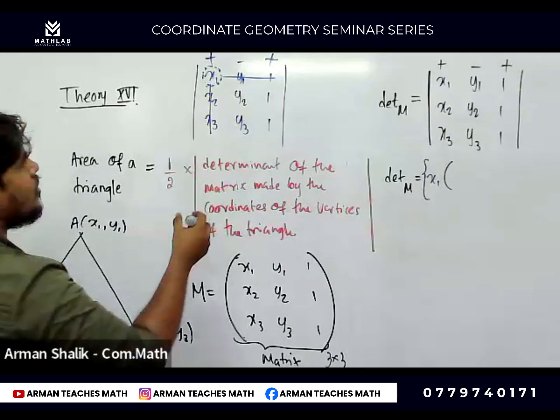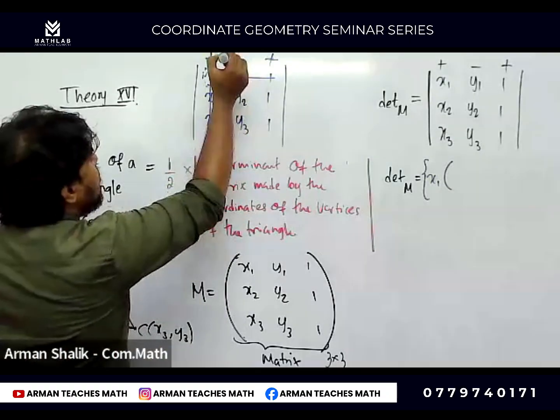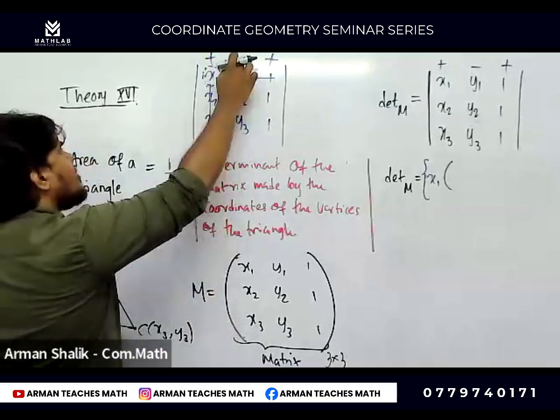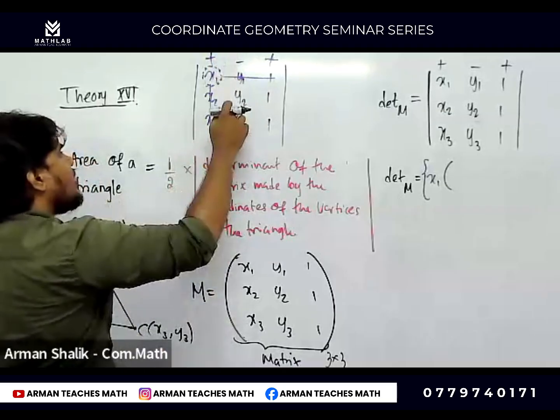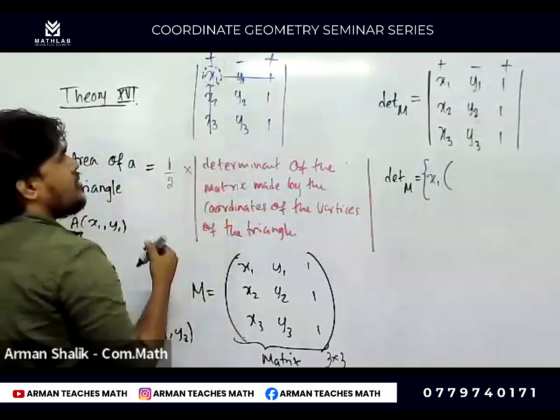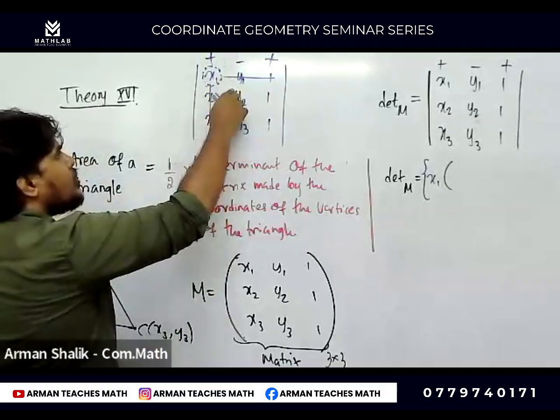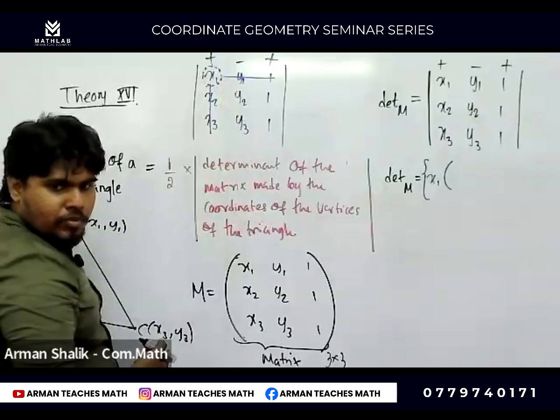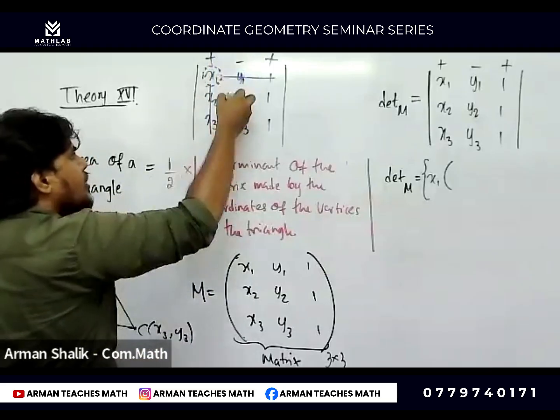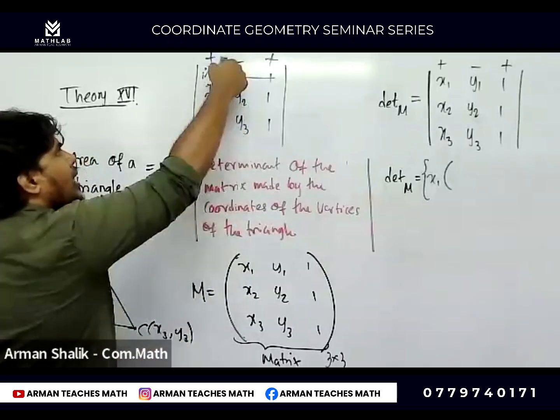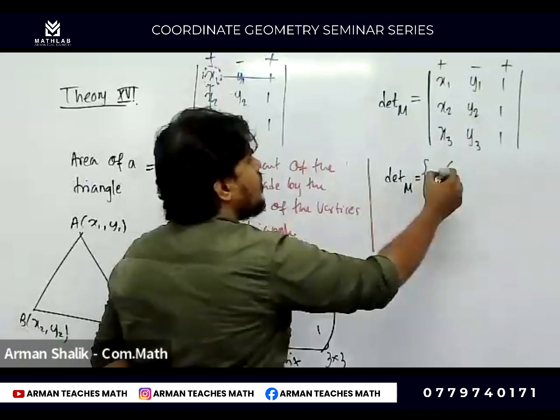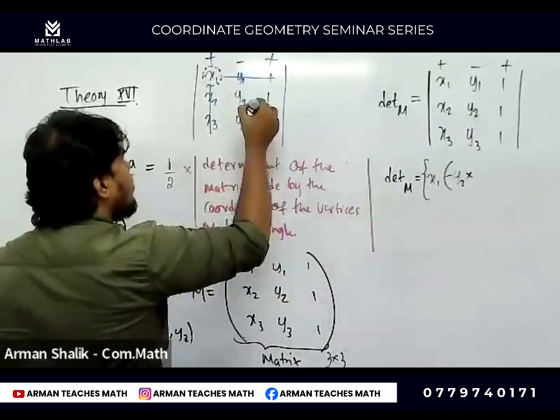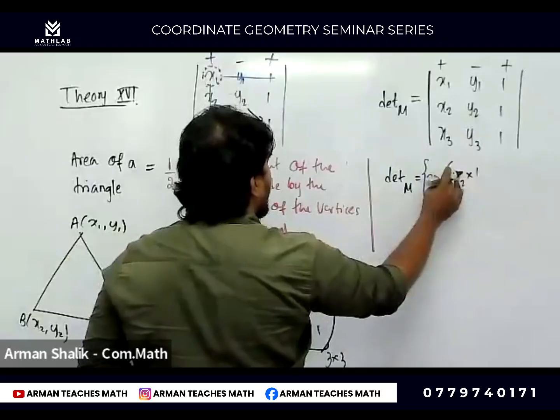Minus y2. This sign means all the terms in there are multiplied by minus. Minus one, minus into minus plus one. This column, all the terms are multiplied by minus. Minus y2 multiplied by diagonal value 1.